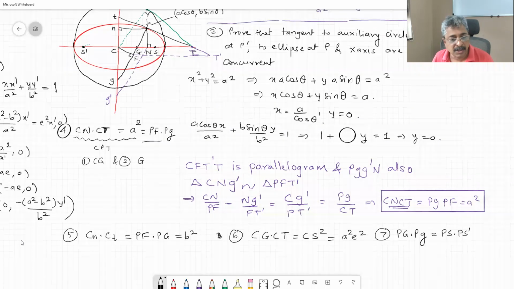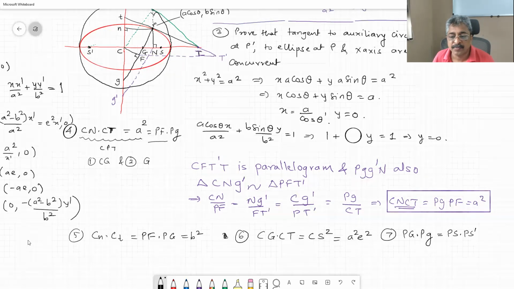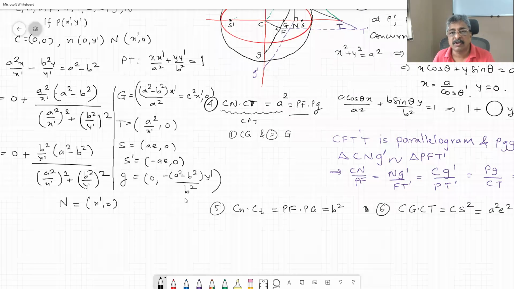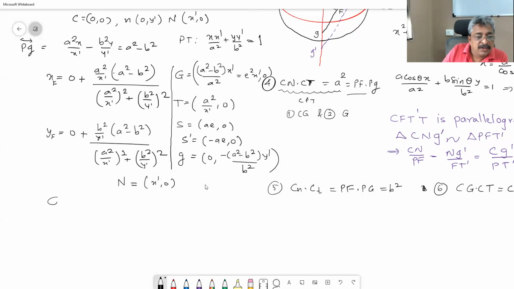It is involved only in the first case, capital F. Okay, CgCt is equal to Cs square. So Cg is the distance between G and C. G is E square x dash comma 0 and C is 0 comma 0. So E square x dash minus 0 bracket square plus 0 comma 0 bracket square is equal to Cs.